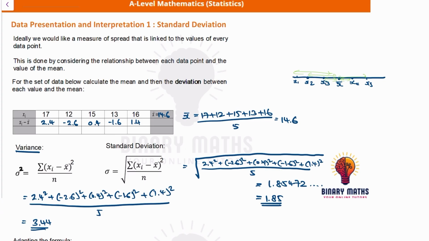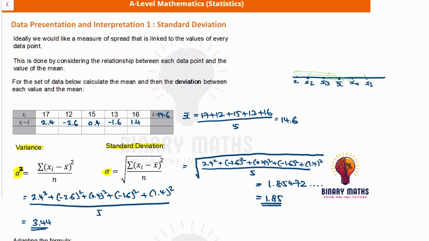So variance is a measure of the spread of data, and whatever units the data has been measured in, the variance is in that unit squared. Standard deviation is in the same unit as the data set, and you have to square root the variance to get standard deviation. So the key things to remember are that variance is denoted as sigma squared, and standard deviation is just sigma.